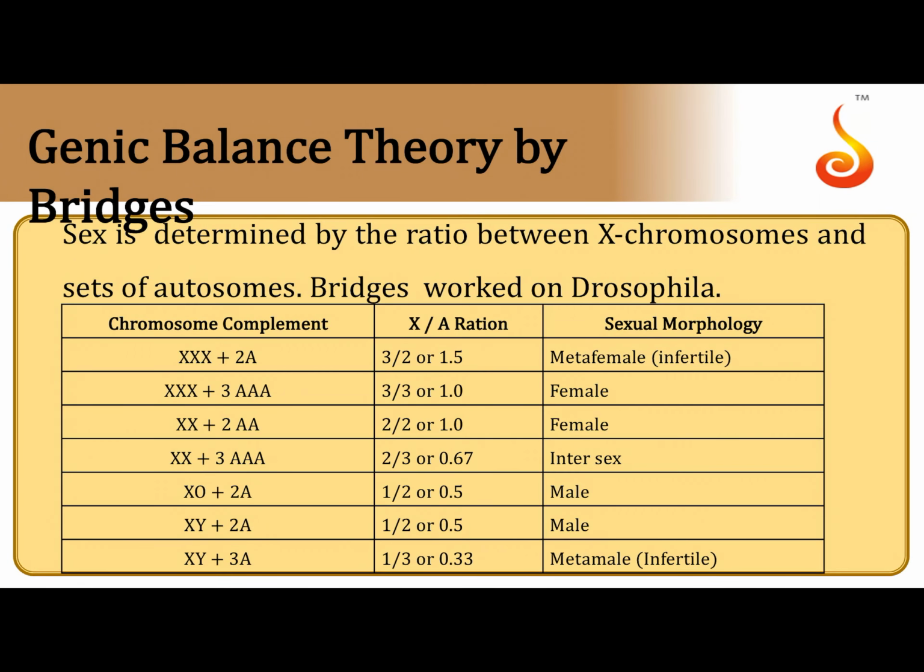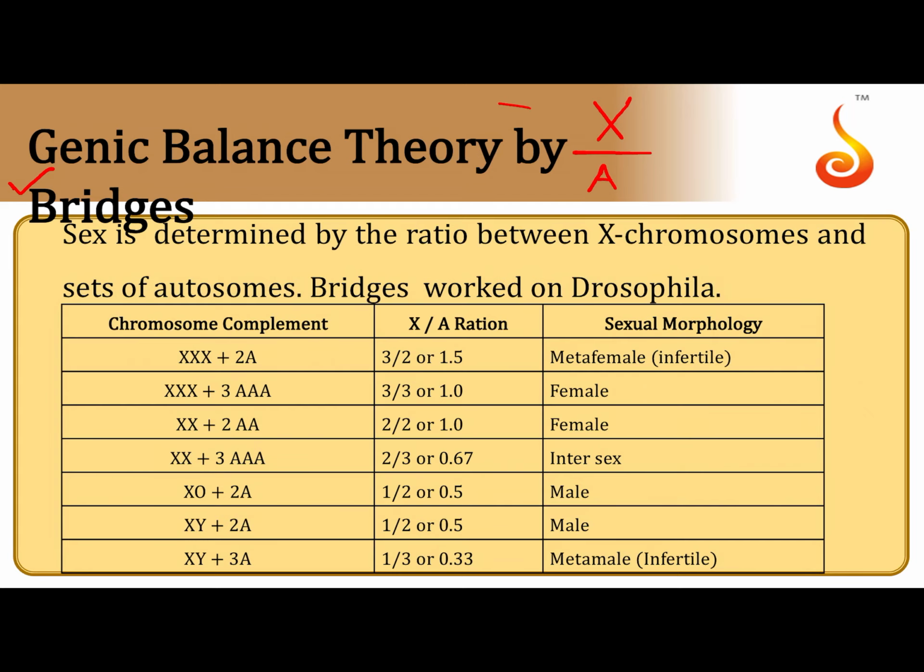The mechanism of sex determination was better understood in the case of Drosophila melanogaster, thanks to C.B. Bridges, who gave a theory called the Genic Balance Theory. All of you should remember that, as per Bridges, a delicate ratio between the number of X chromosomes and the number of sets of autosomes is what determines the sex of the offspring. This is applicable only to Drosophila melanogaster.